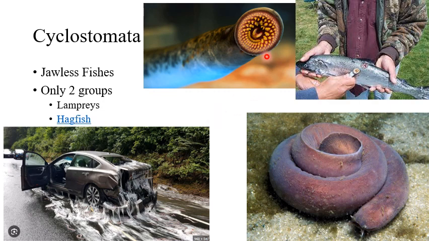Lamprey are the really, really gross alien-looking things. Like that looks like something out of an alien. But basically what they do is they attach onto big fish and rasp open and kind of drink the blood. So they're a parasitic life form.